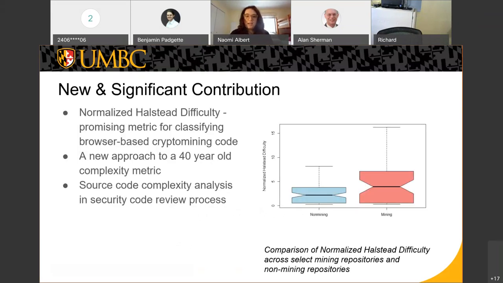Before we get into the nitty-gritty of our methods and results, we'd like to mention why we did this and why we think it's important and a worthwhile contribution to the cybersecurity community. By employing a normalized Halstead complexity metric to measure source code complexity of clean, benign repositories compared to that of crypto miners, we discovered that the complexity is significantly and measurably higher in the miners than in the non-miners, which is shown in the box and whisker plot on the right. We believe that this knowledge can be leveraged as a code review technique to prevent malicious crypto mining injections into open source repositories. Next slide, please.